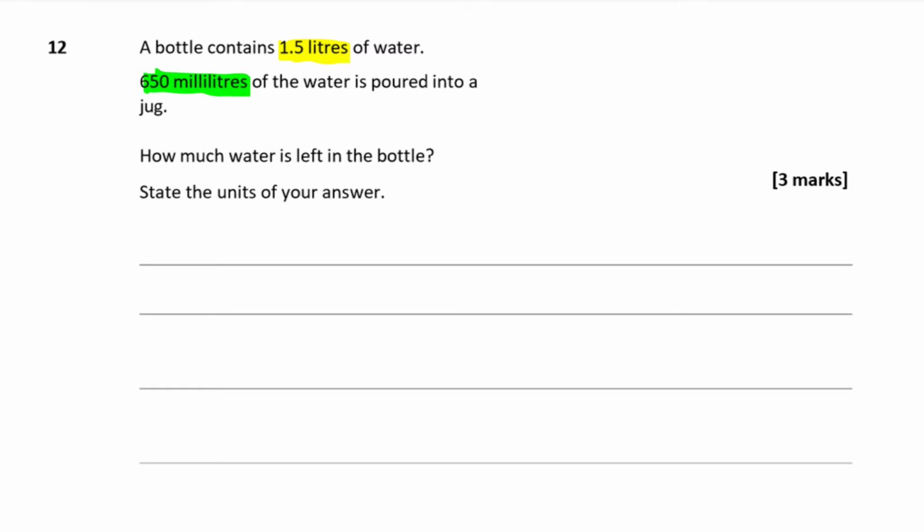I think I'm going to convert everything into the same unit first, and I think the unit to go for probably is millilitres, because then I won't have any awkward decimals. So 1.5 litres is the same thing as how many millilitres? Well, I know there are 1,000 millilitres in 1 litre. So if I've got 1.5 litres, then I'm going to have 1,000 millilitres and half of 1,000 millilitres, which is 1,500 millilitres, isn't it? Or just multiplying through by 1,000. 1.5 times 1,000 is going to give you 1,500.